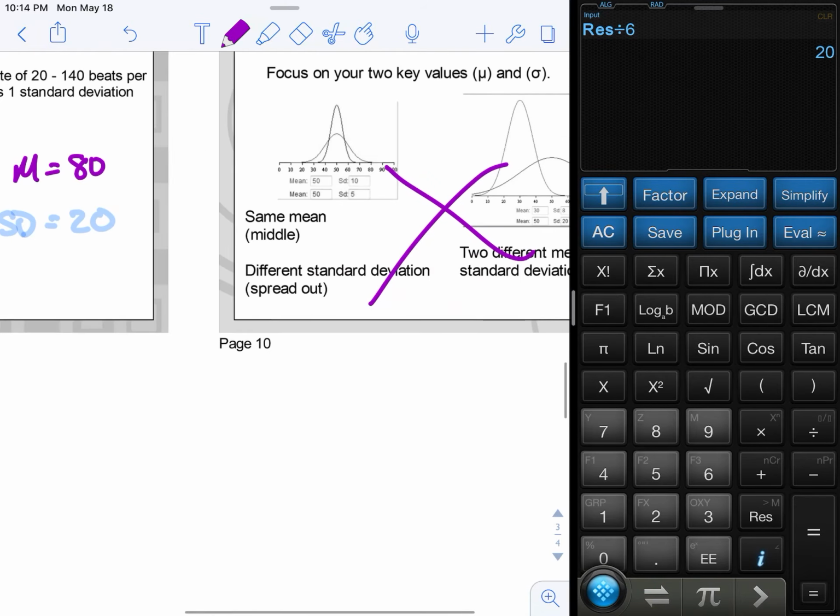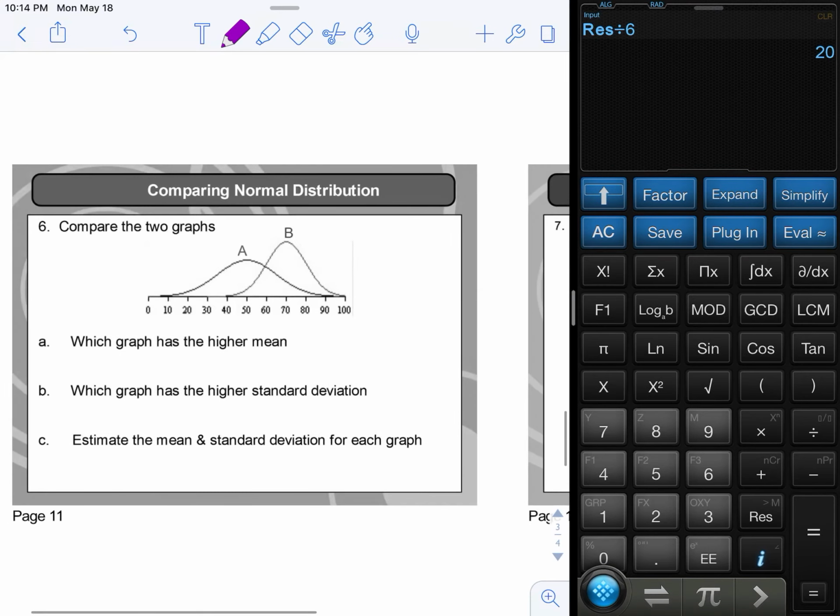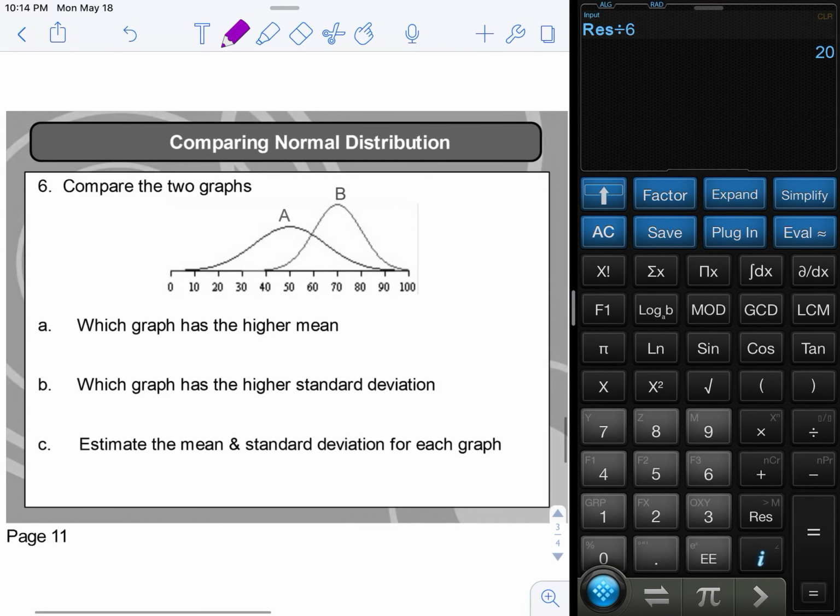We don't need these. Okay, this is kind of cool. All right, it says, which has the higher mean? Okay, well, the mean on this one is right there. Let's say 70. And the mean on this one is 50. Okay, so graph B has a higher mean. But not because the graph is taller, but because the graph is more to the right.